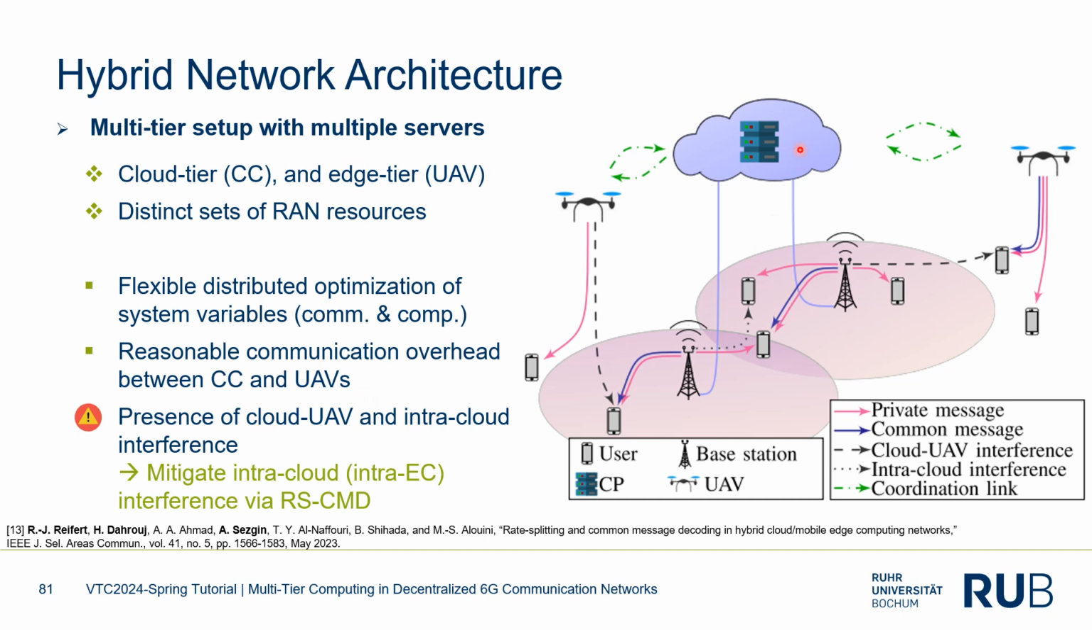That means we do the rate splitting inside, for example, the CC radio access network, and do not allow, for example, a common message of a user from the central cloud to be decoded at the edge cloud, because that would significantly increase the communication overhead and would also require a signal level cooperation between the CC and the edge clouds.